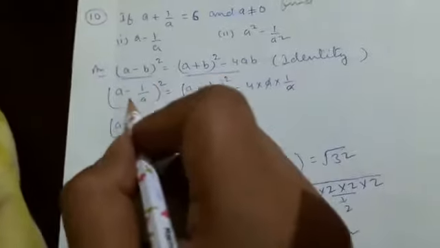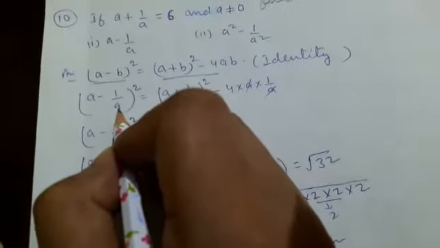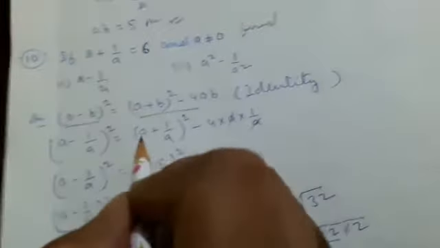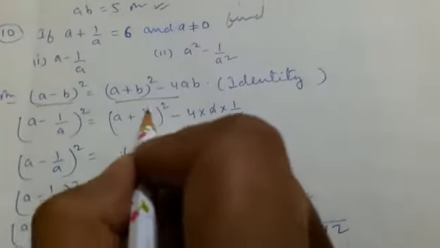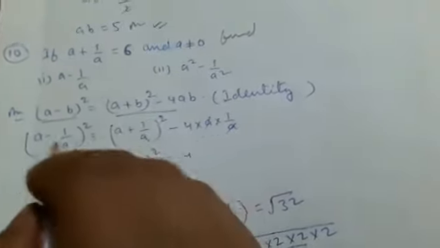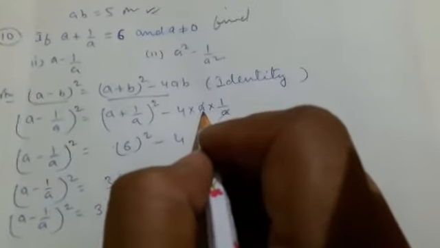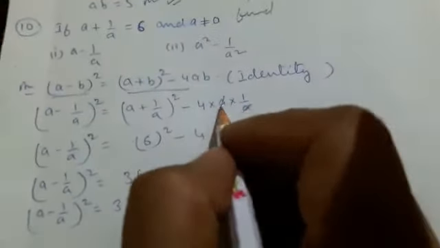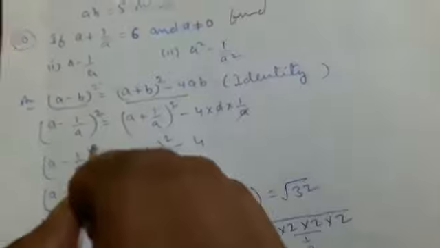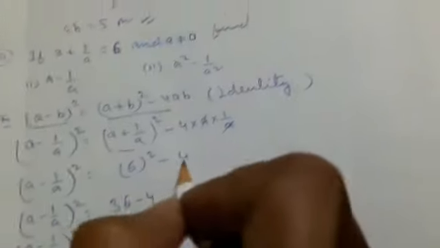This will be our identity. So (a minus 1 by a) whole square is equal to (a plus 1 by a) whole square minus 4 into a into 1 by a. So a will cancel out. So (a minus 1 by a) whole square is equal to, this value is given, a plus 1 by a is 6, so 6 square minus 4.